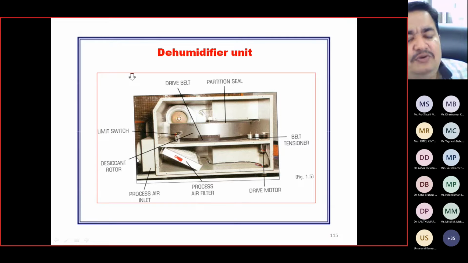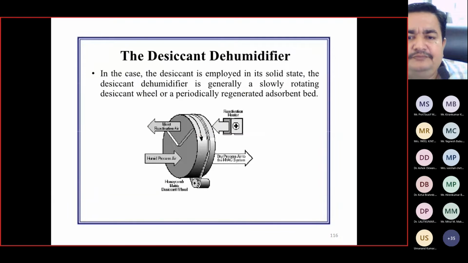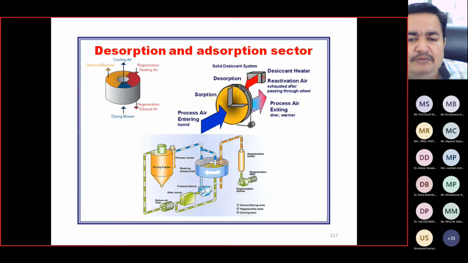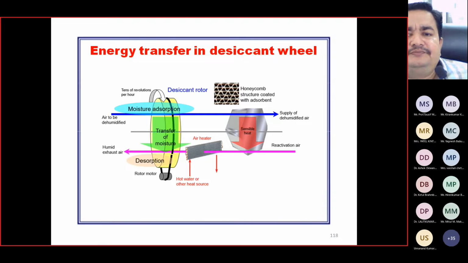That is the internal view of the dehumidifier, in which you can see the horizontally placed desiccant wheel, a belt and driving mechanism, and certain limit switches to operate the desiccant. A partition seal is used to avoid mixing of the process and reactivation air within the dehumidifier. So this is how a dehumidifier can be coupled to another adsorption system.